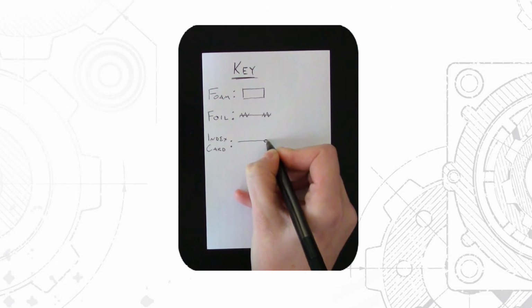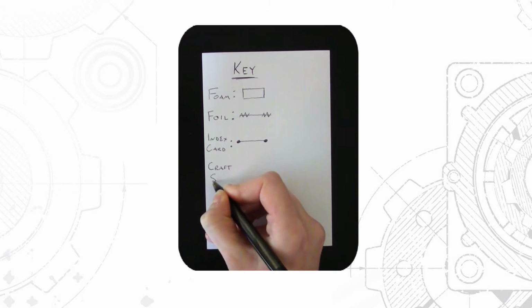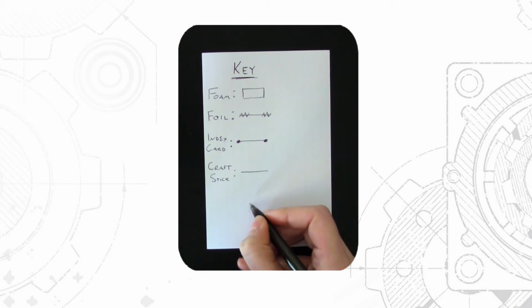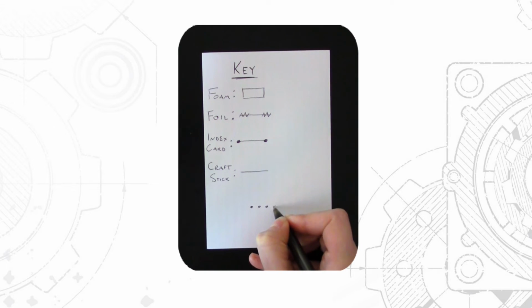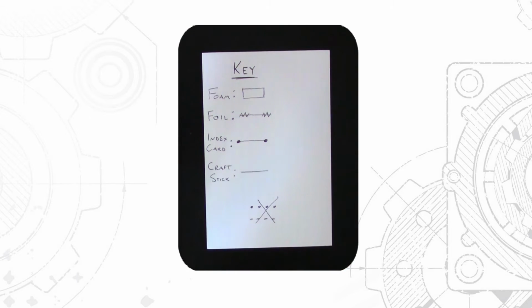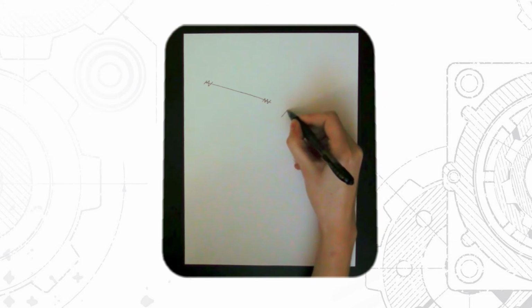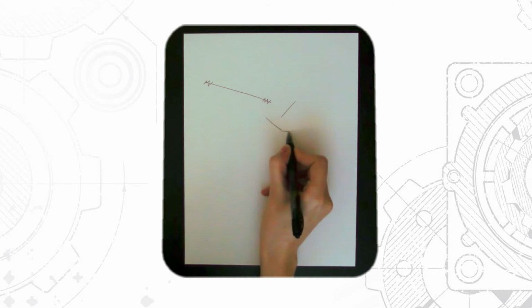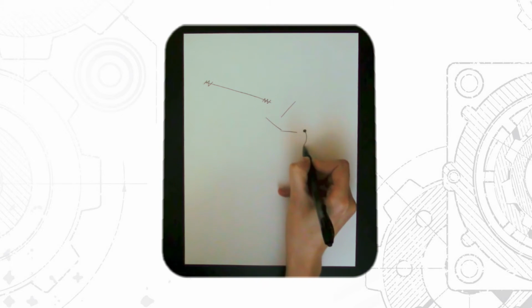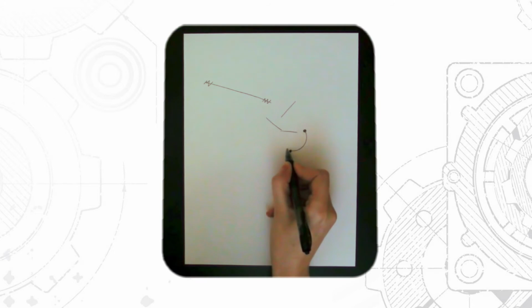Just make sure they're easy to draw. The only type of symbol you can't use for your key is a dotted or dashed line. We're going to be using those later. Once you've created your key, it's time to draw your marble run blueprint. Keep in mind the available materials, and remember that you don't have to use everything.